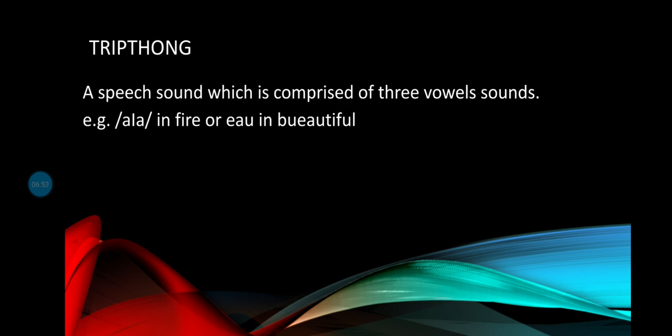In the same way, triphthong: tri means three, so a speech sound which is comprised of three vowel sounds is known as a triphthong, like a in fire, fire. I, A, three letters, three sounds, and then EAU in beautiful. This is how a triphthong could be pronounced.